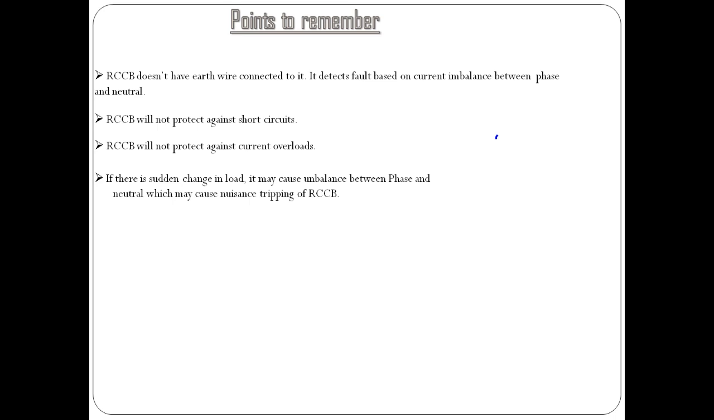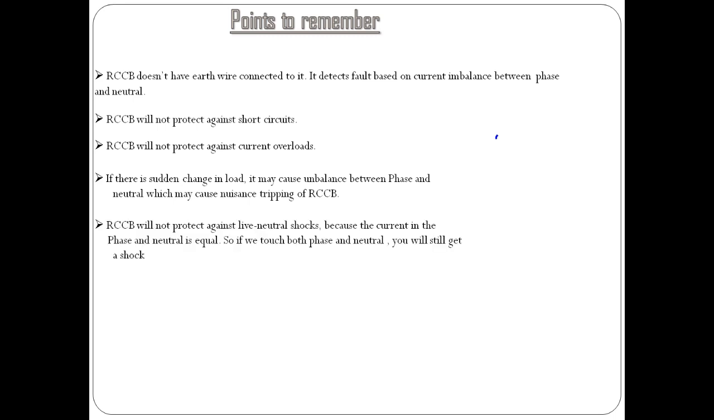Next, RCCB will not protect against live-neutral shocks, because the current in the phase and neutral is equal. So if you touch both phase and neutral, you will still get a shock. This means the RCCB can protect against live-to-earth shocks, but it will not protect against live and neutral shocks. Suppose in one hand you are holding the live wire, and in the other hand you are holding the neutral wire, the RCCB will not trip, because in that case also the amount of current that flows through the phase will be the same as the amount of current that flows through the neutral. If we touch both phase and neutral, the RCCB will not trip, and we will still get a shock.